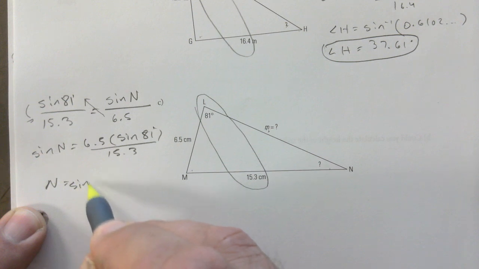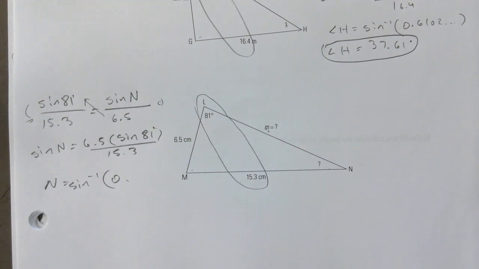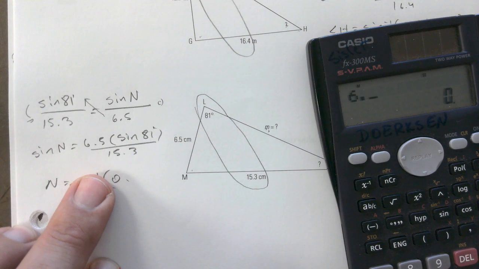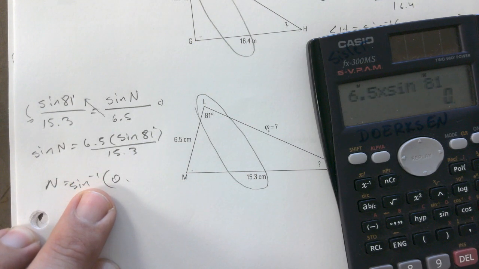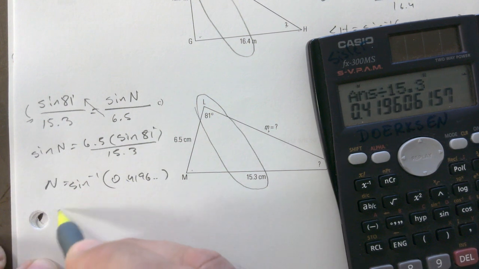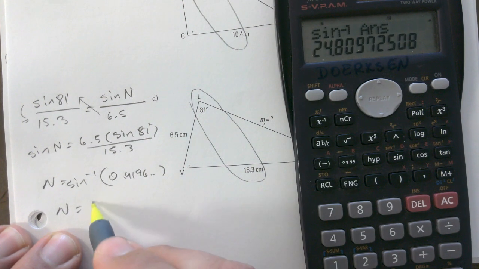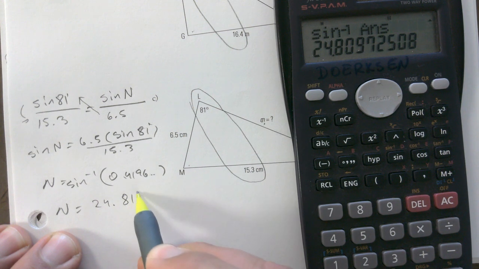N is sine inverse of 0. Where's my key when I need it? I believe it's 0.6102, right? No, that's the wrong one. I have to redo it. That's 0.4196, and it keeps going. So angle N is 24.81 degrees.